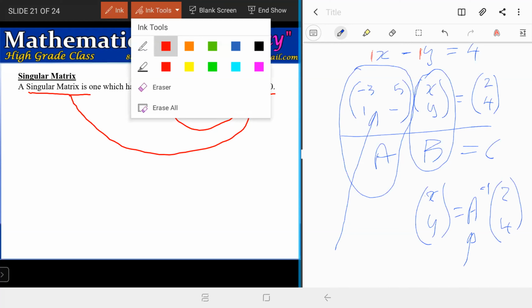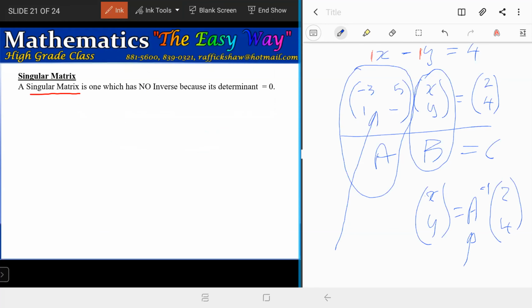If the question tells you that the matrix is singular, you must know that singular means that it has no inverse. You must also know that singular means that the determinant is 0. So any one of those three things that tell you, you must know that it means the other two. And CXC will test your knowledge of that.